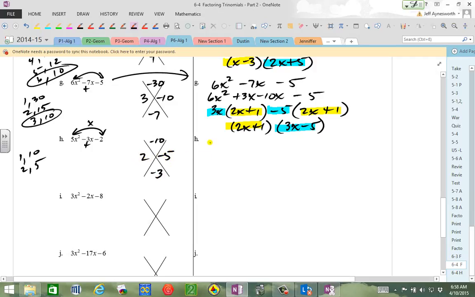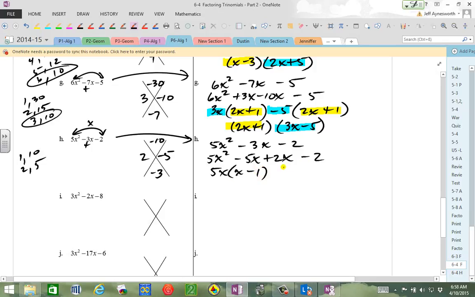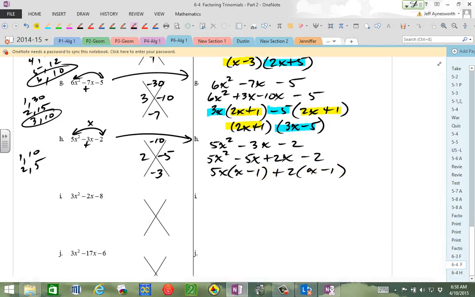So let's split the middle term again. So minus 3x minus 2. So 5x squared. And I'm going to start with a negative 5 because it has a common factor. So minus 5x plus 2x minus 2. Factoring out a 5x. Factoring out a 2. Notice there's an x minus 1 in common. So you factor it out. Multiply it by the remaining terms, 5x plus 2.